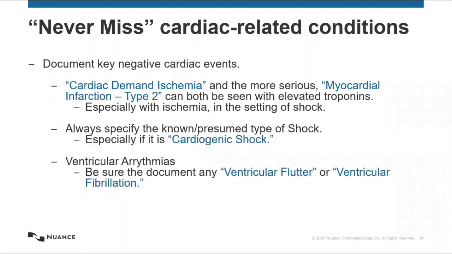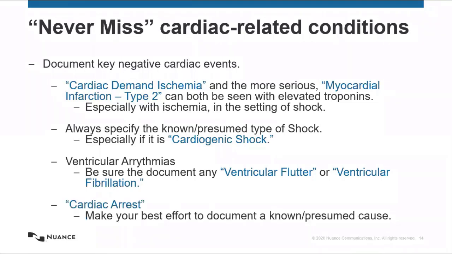Because of the seriousness of ventricular arrhythmias, please make sure you're putting down terms of ventricular flutter or fibrillation. Those are the terms that will actually reflect acuity. And of course, if there's cardiac arrest, please make your best effort to note what you believe to be the known or presumed cause of that. Most typically cardiac, but given the respiratory problems of COVID, that might be the trigger ultimately for the cardiac arrest.